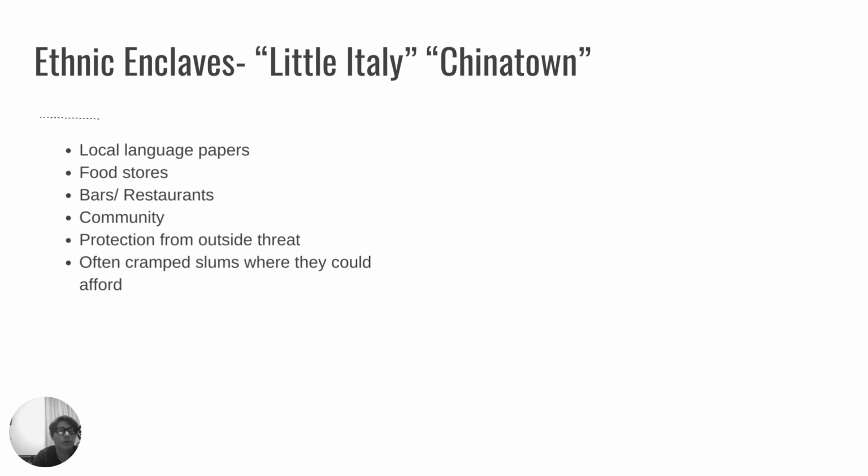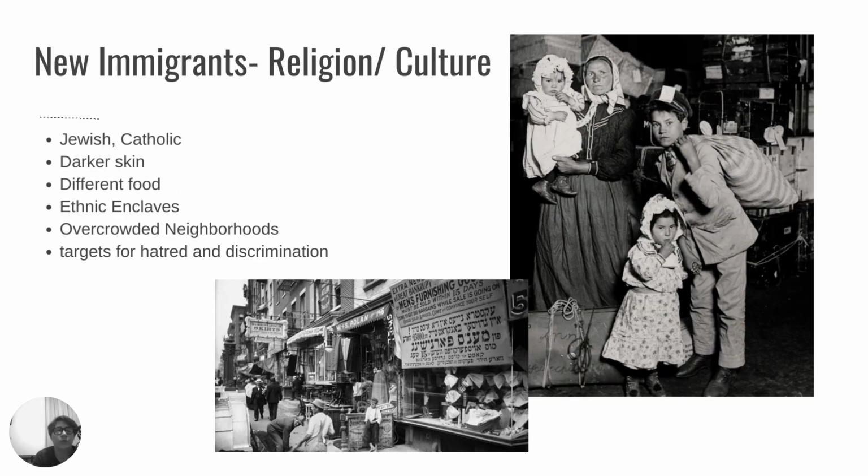It also is a way of protection from outside threats, but they are often cramped slums, and it's because it's all they can afford. So one of the reasons why they need to live in ethnic enclaves is because they were often targets for hatred and discrimination. We looked at this example with Chinese Americans, but it's also happening with Italian Americans. One of the reasons why they are easily targeted is because of their religion. Many of these folks are Jewish or Catholic. They are speaking different languages. They have darker skin and different food.